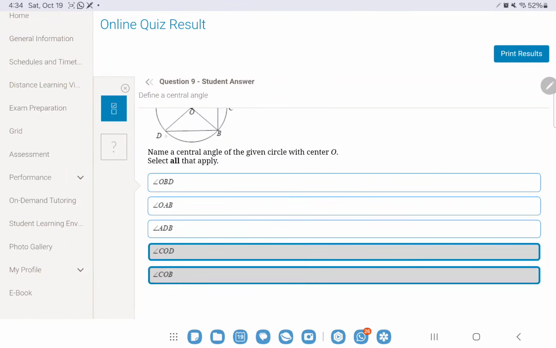Okay. So name the central angles with center O. Here you don't even need to look at the circle. You look at the options. Whenever you see an O in the middle, your answer is right, because they wanted center O, so you need to have an O in the middle. This one does not. This one does not. This one does not. These two have an O in the middle, so they are both right.